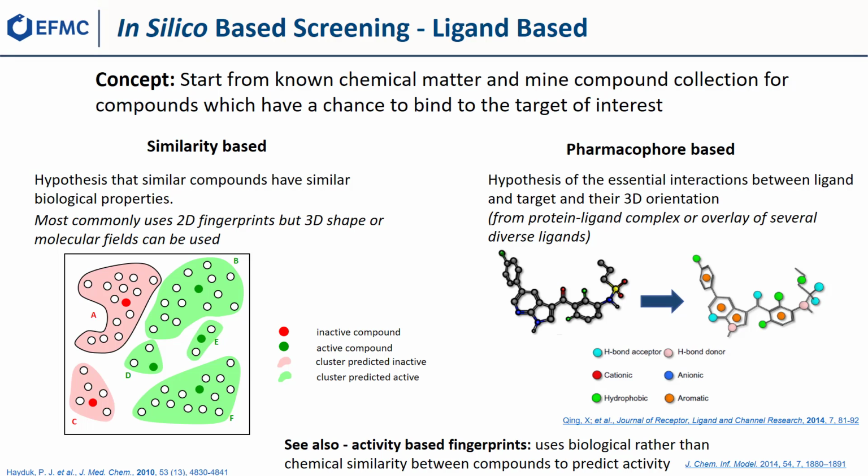There are also other ways to do ligand-based selections, like activity-based fingerprints, which use biological data and not chemical structure.